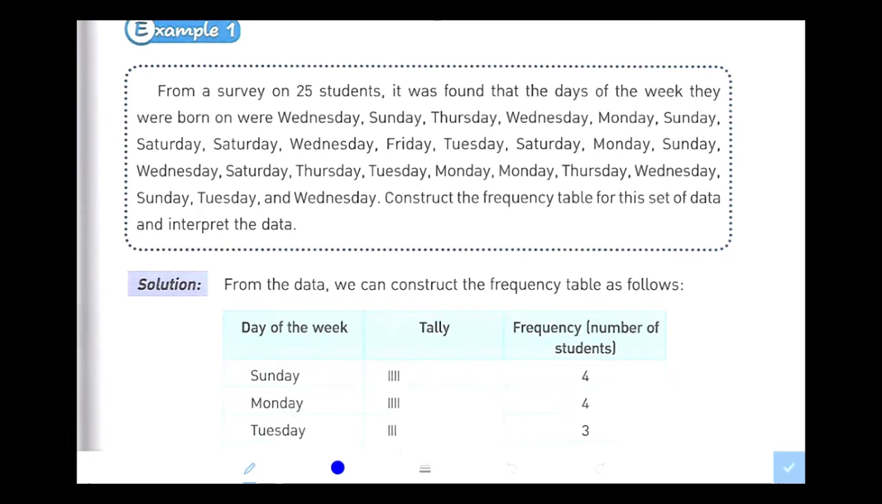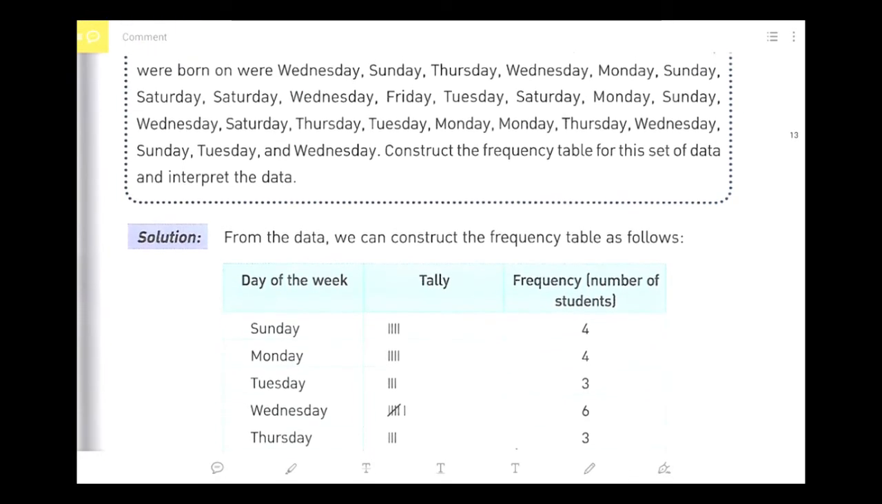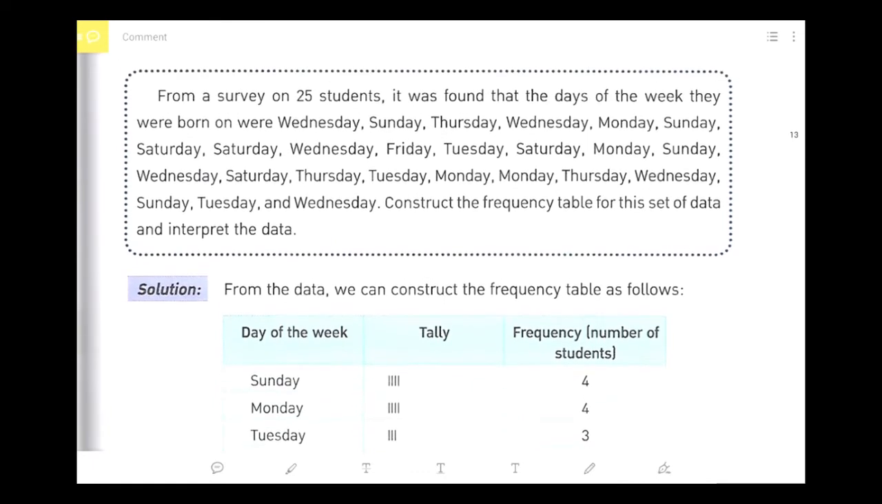For me, I was born on Wednesday. So they were born on Wednesday, Saturday, Thursday, something like that. Oh my God, how many of them, right? So you just have to count now. 25 students. So you have to count, right? You have to count.